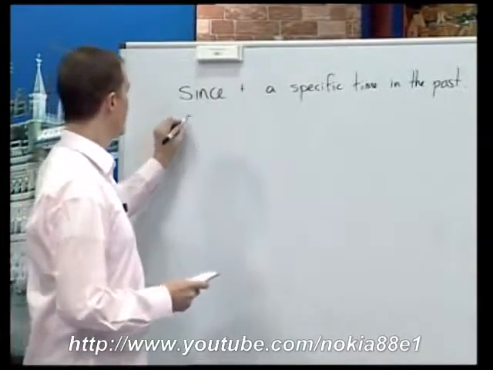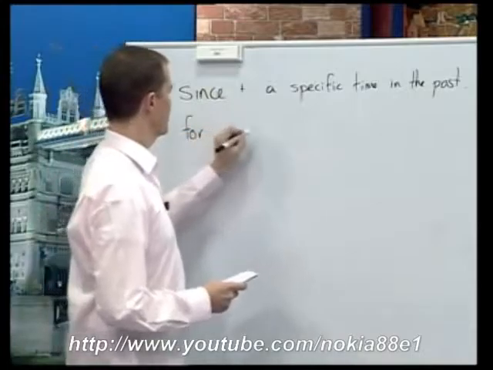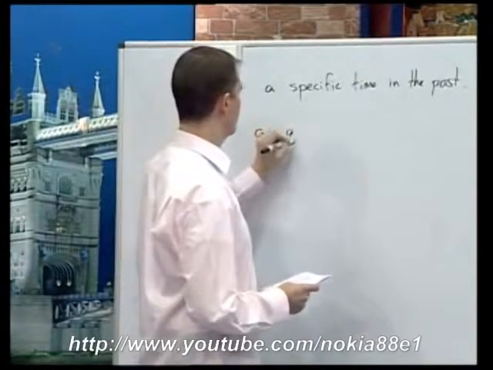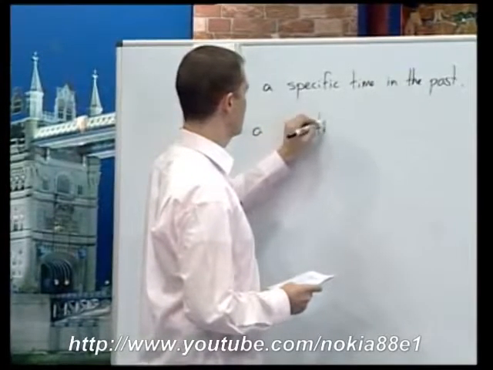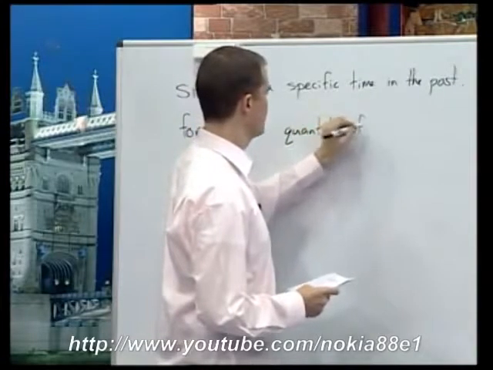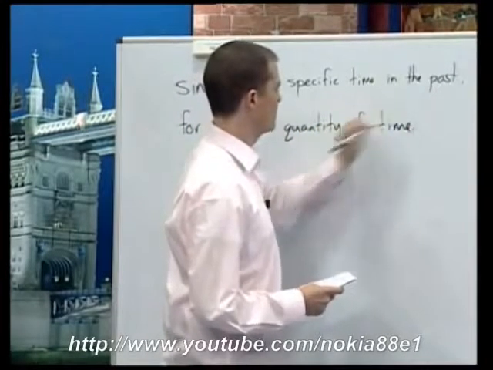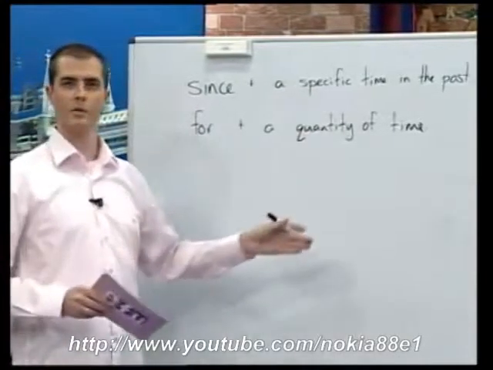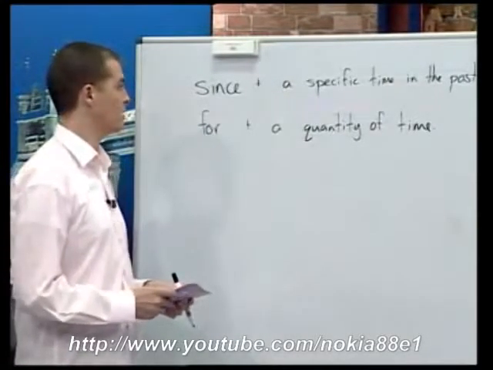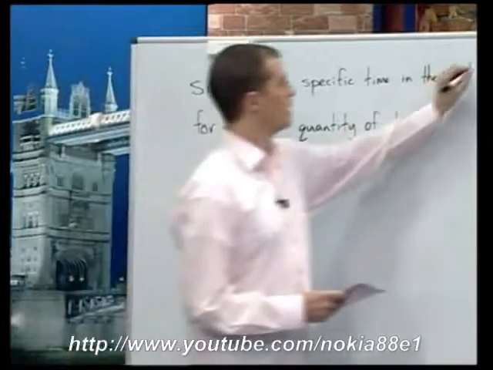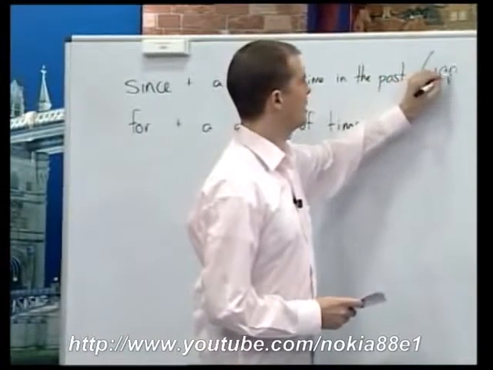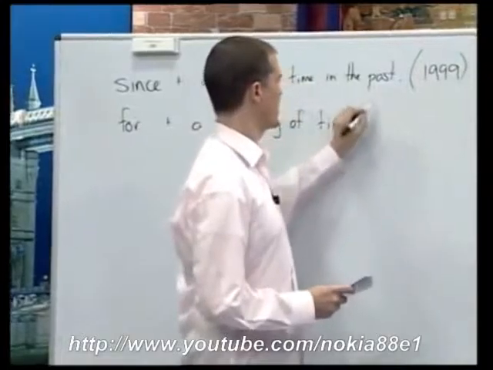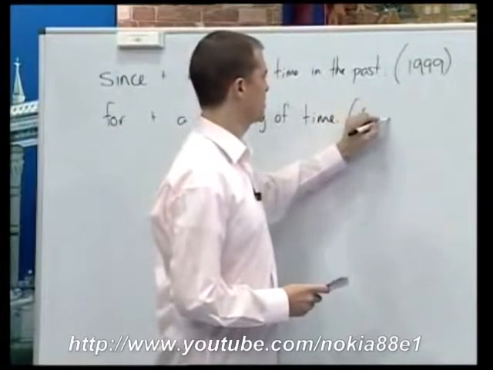And we use for plus a quantity of time. The astronauts have been on the moon for 6 months, for 6 weeks, a quantity of time. Example, 1999. And here, example, 6 months.